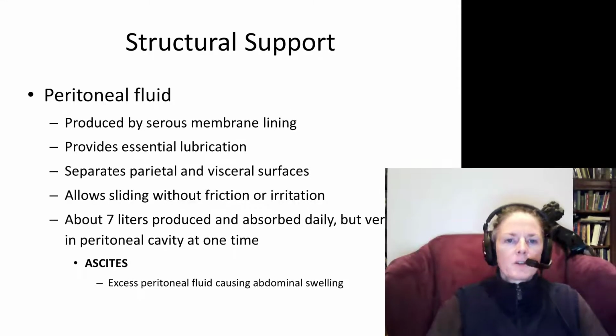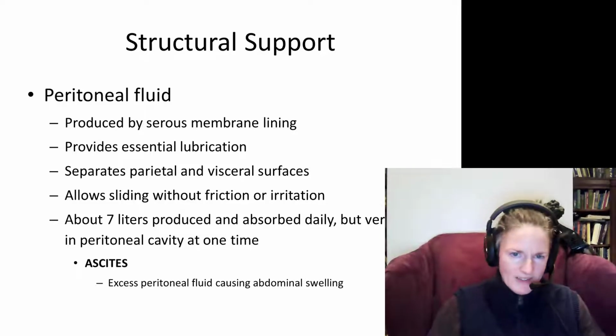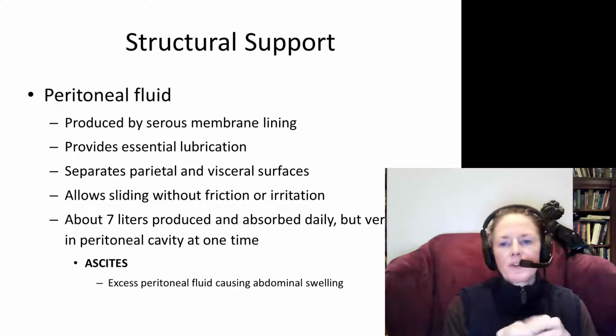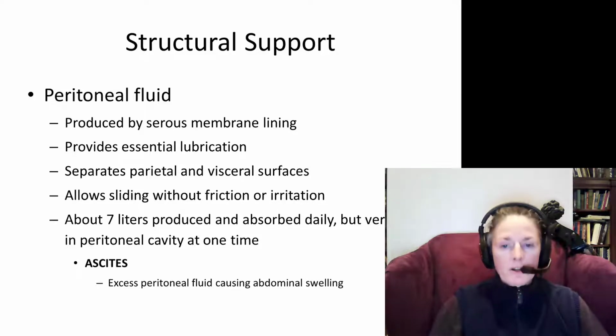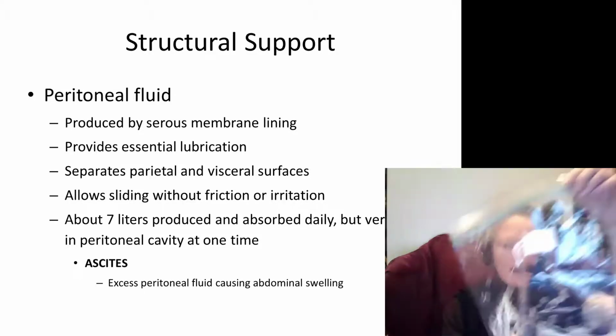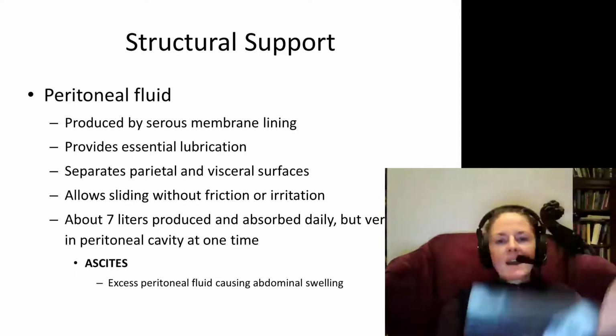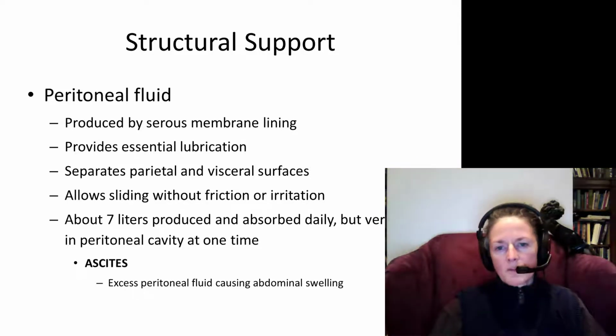All right, so peritoneal fluid, as we know, is produced by the serous lining, and what it does is provide lubrication. So it allows for sliding around, as you can imagine, as organs are doing their thing. They will create friction. So they have this lining that allows the two layers of the membrane to slide easily across one another and for the organs to be able to slide over one another.